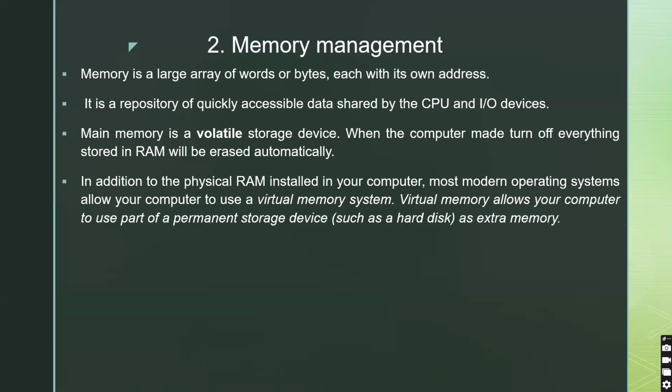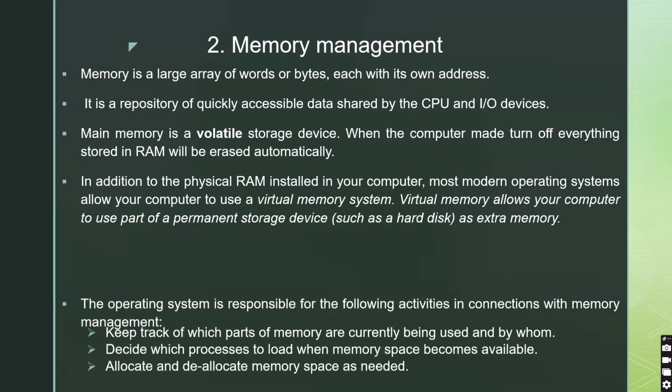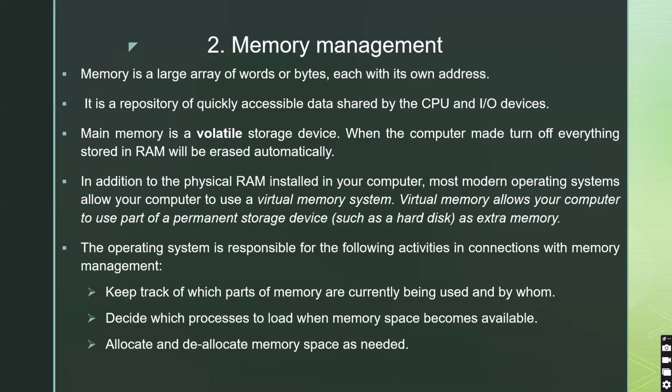So there are two memories, physical memory and virtual memory. Virtual memory is managed by the operating system. Physical memory means that which is provided physically. The operating system is responsible for the following activities. It keeps track of the parts of memory which are currently being used. Memory allocation and deallocation is again taken care of by the operating system, which decides which process to load and when memory space becomes available. So this is the second main function performed by the operating system.